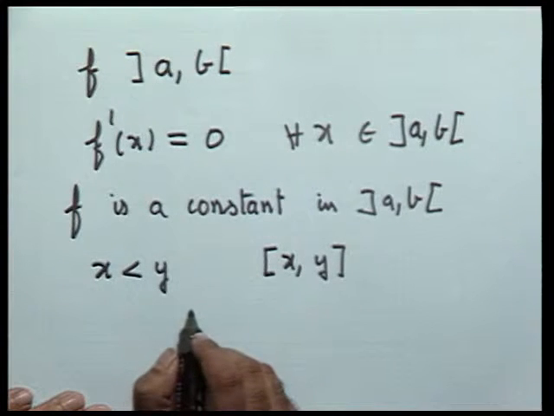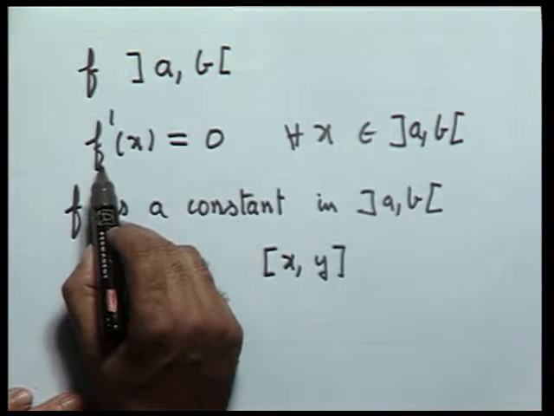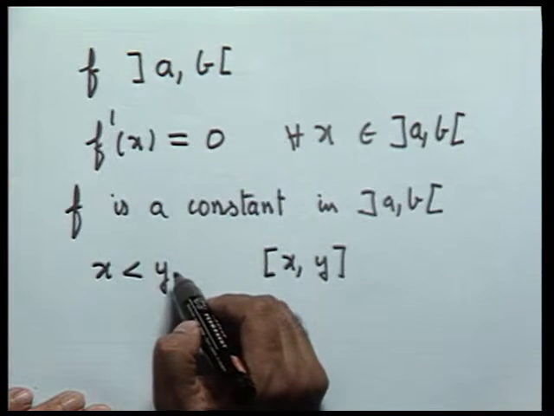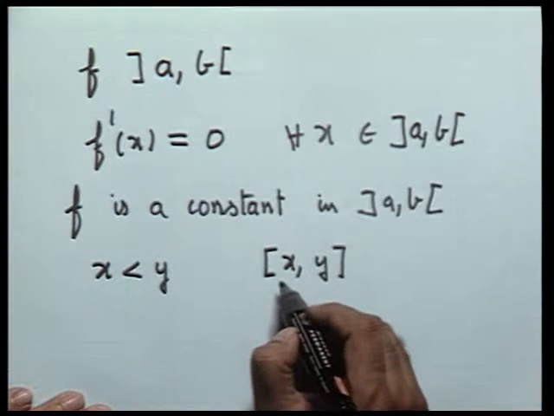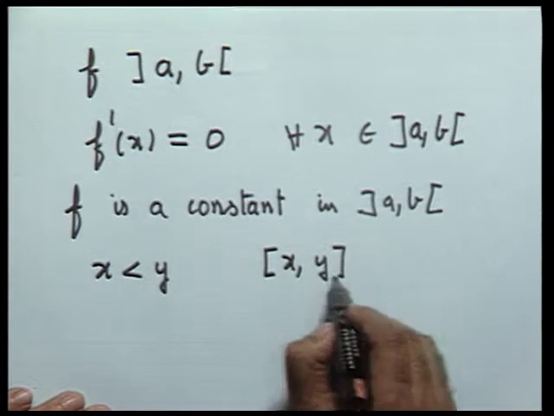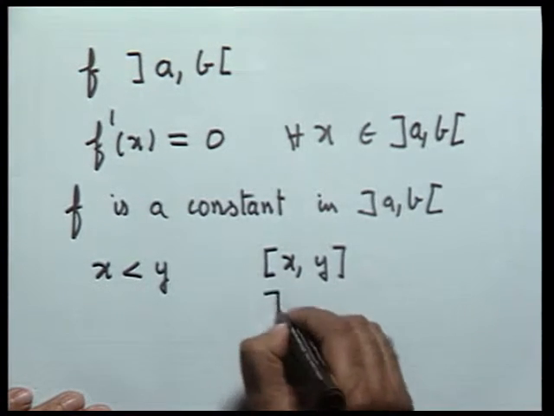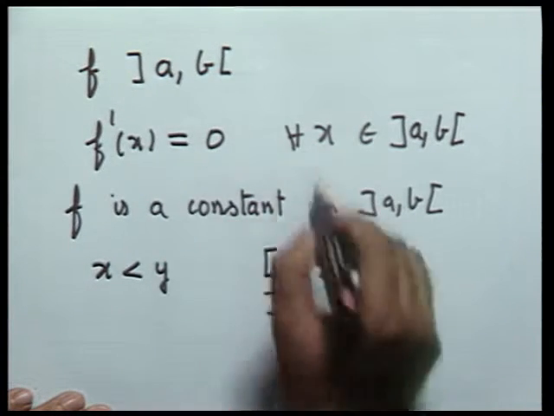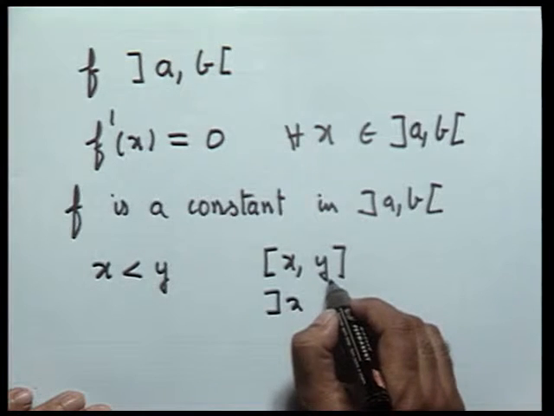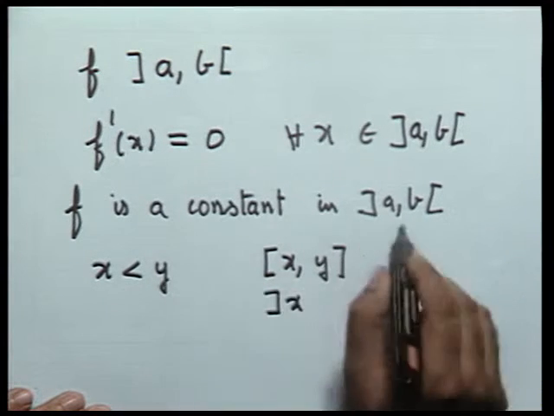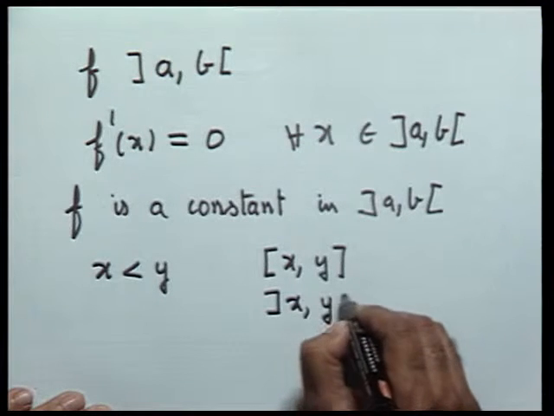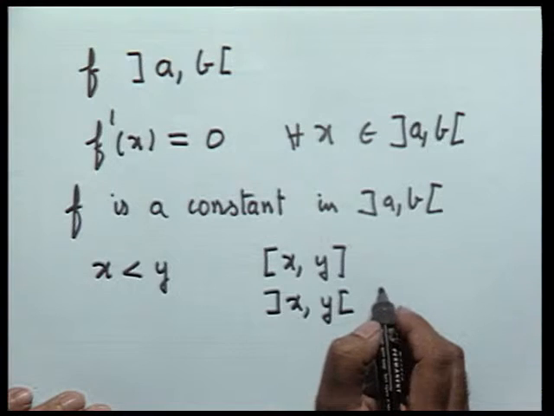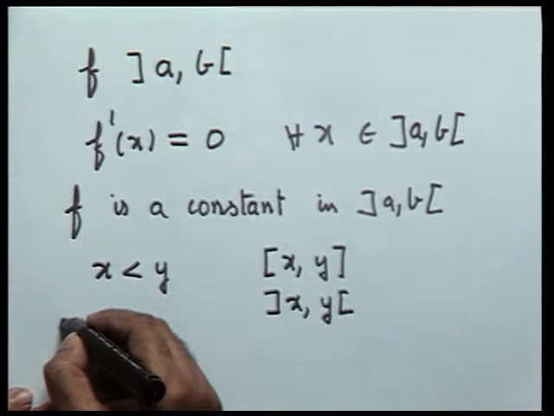Now, if you check, because the function is differentiable in the open interval a, b, it is certainly continuous in the open interval a, b. Since x, y is inside the open interval a, b, it is continuous in the closed interval x, y. It is differentiable on the open interval a, b. Therefore, it is differentiable in the open interval x, y, and so it satisfies the criteria of the mean value theorem. Well, what does the mean value theorem say?